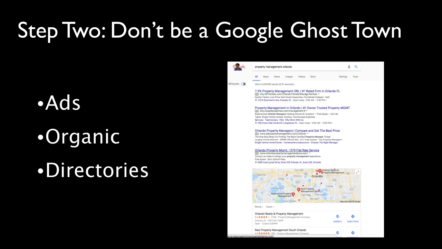Now, when I did a search here, I did Property Management Orlando. Let me give you guys the lay of the land here. Those first 4 sites that you see at the very top, those are ads. Companies like yours are paying to play there. So let's talk about that for a second. Do I recommend you paying to play on Google? Here's the thing.